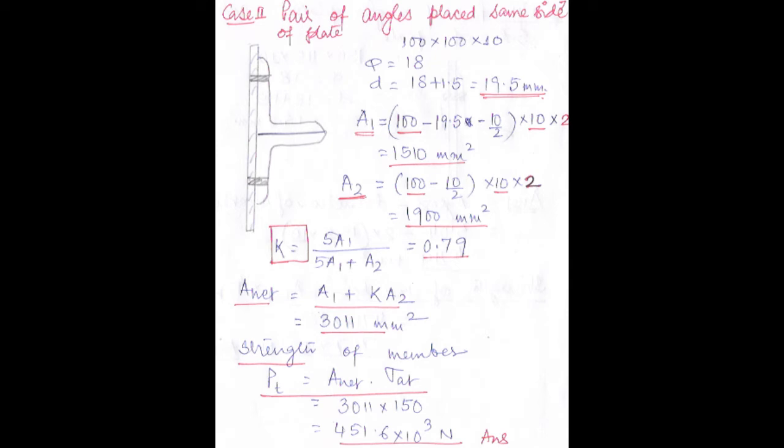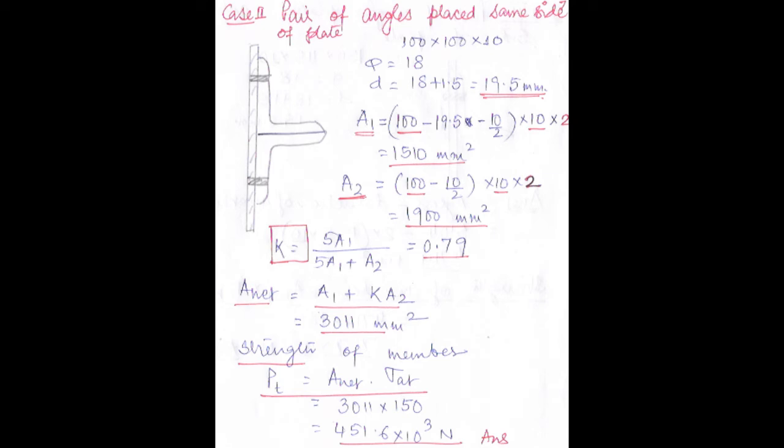What will be the strength of the member? Strength of the member will be PT is equal to A net multiplied by sigma AT. A net is 3011, sigma AT is 150 MPa. So this gives out to be the strength of the member as 451.6 into 10 cube Newton.